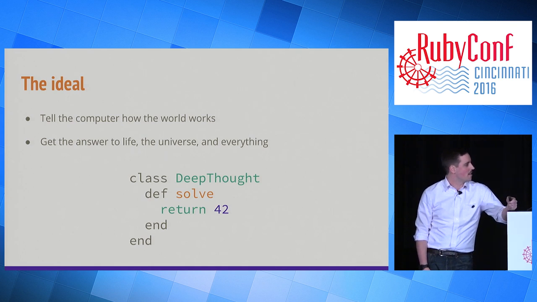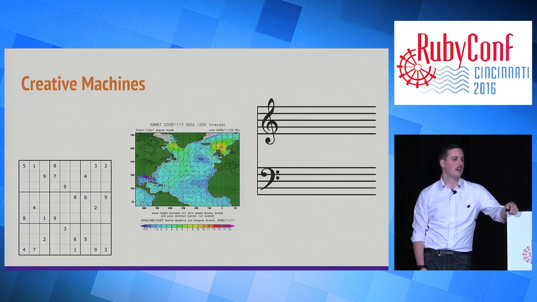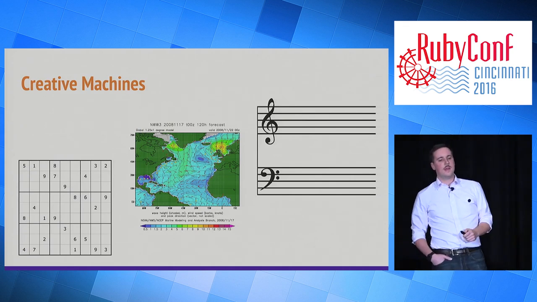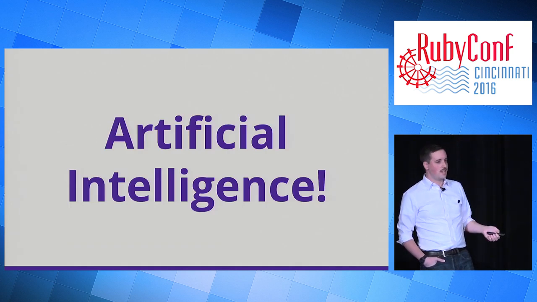When I think about programming, I think about being able to solve all sorts of different problems and being able to create machines that can do fascinating things, that can solve puzzles, or that can model the world, or that can maybe create music even. And ideally, on some level, when I think about programming, I think about artificial intelligence.